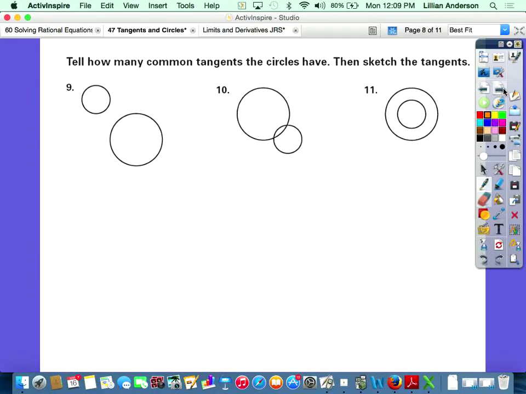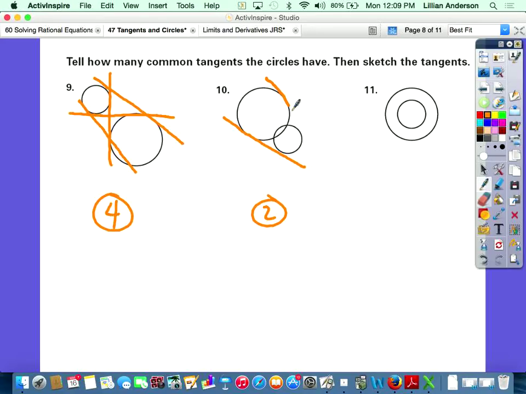So how many does this one have? 4. Remember, you have the 2 crossing on the inside, and then the 2 running along the outside that go not through, but on. What about number 10? 2. And what about 11? 0. These are called what type of circles? Concentric.